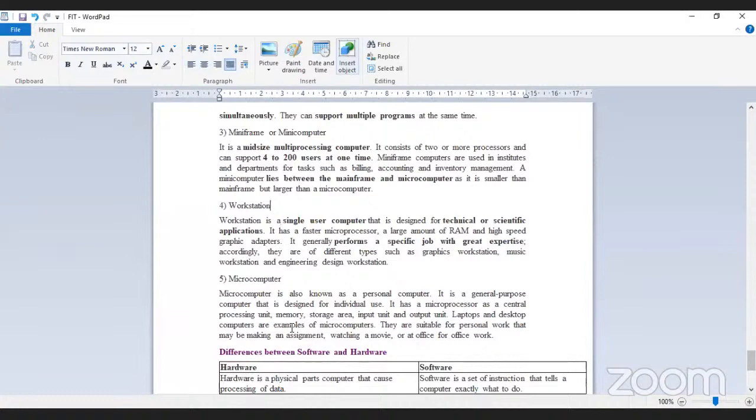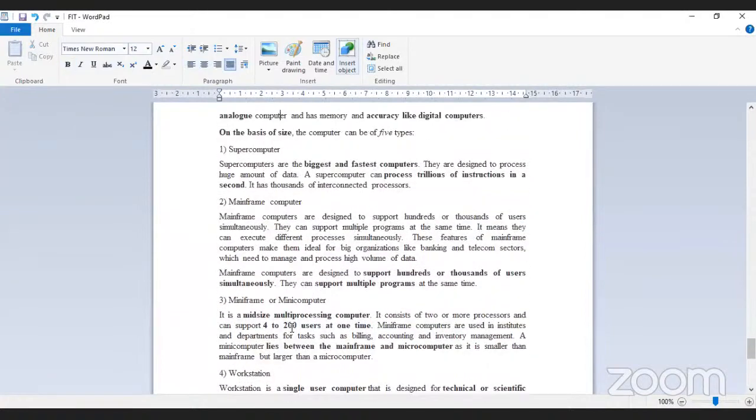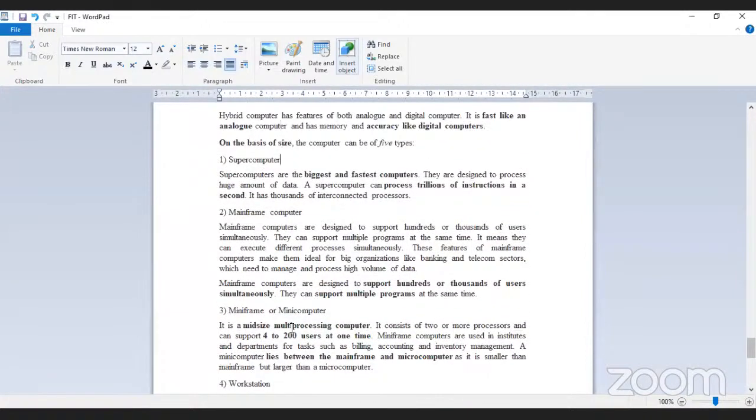Supercomputers are the fastest. Each and every device in them is advanced, with more and more specifications, like 256 GB RAM and petabytes of storage. Such kinds of configurations are there. Next one, mainframe computers.